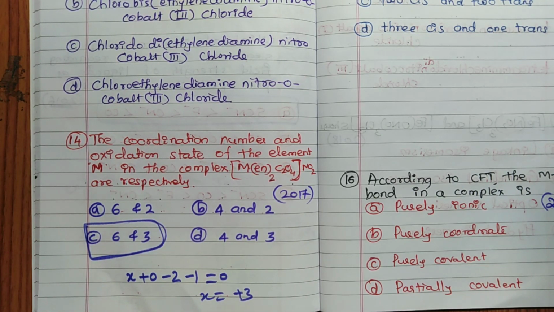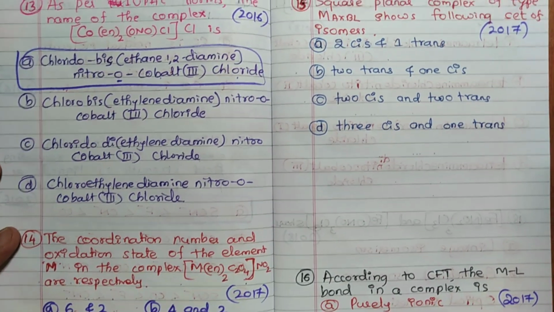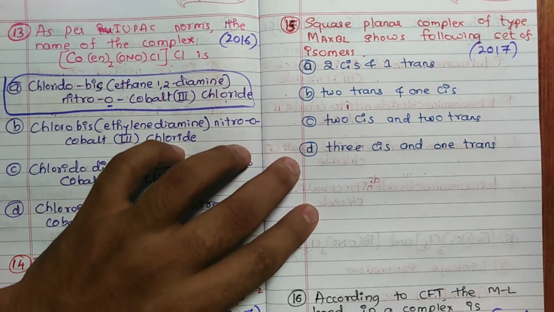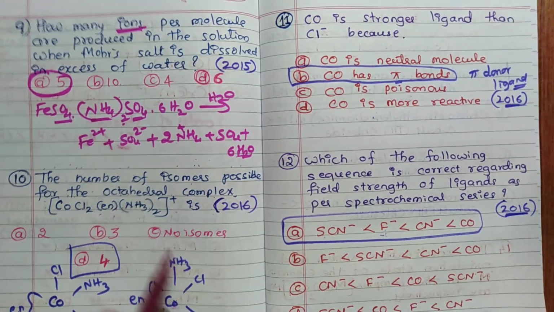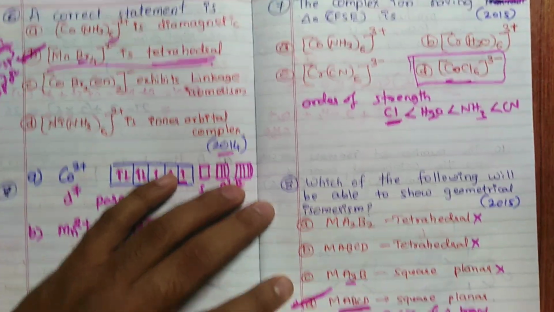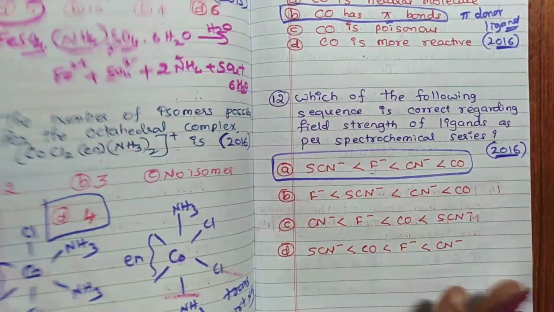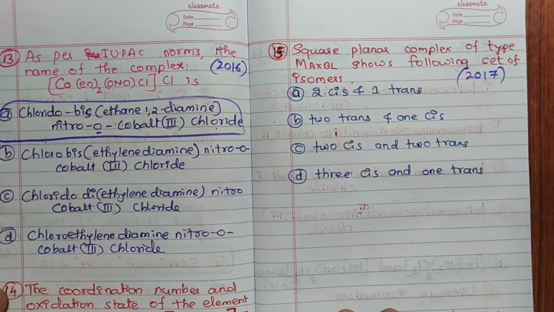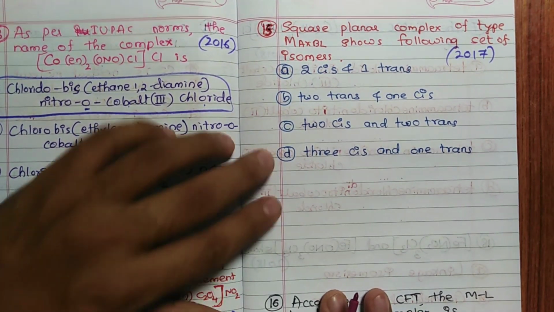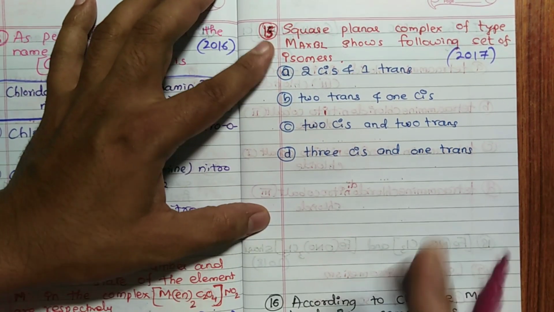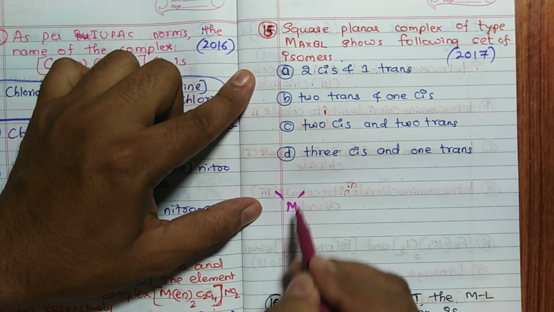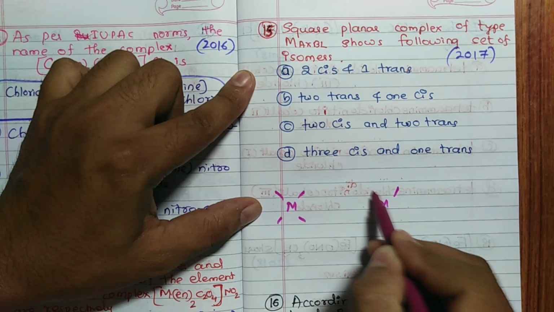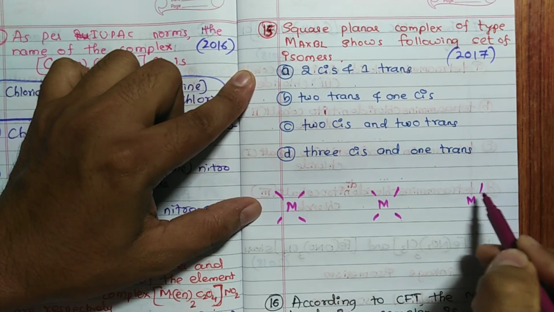C is the answer. Then, a square planar complex of the type MABXL shows the following set of isomers. I have already shown this here. Remember, for MABCD, 2 cis and 1 trans is possible. How it is possible, I will show you here. See, a square planar complex, if it is given like this, MABXL, how to write it? You write M three times like this.